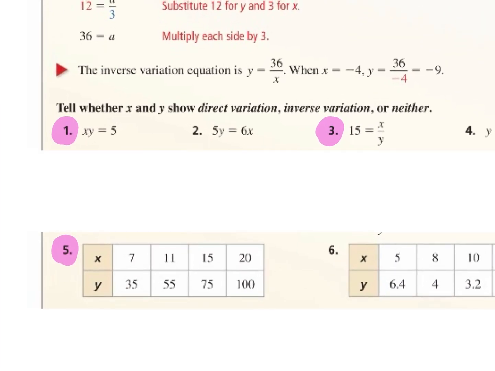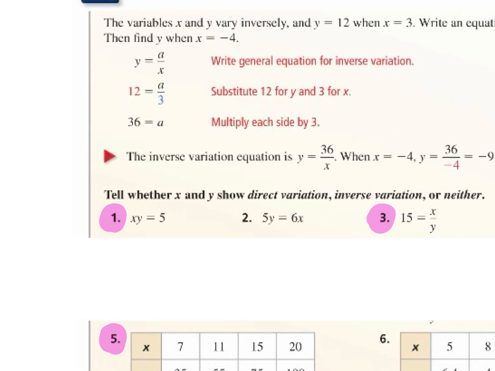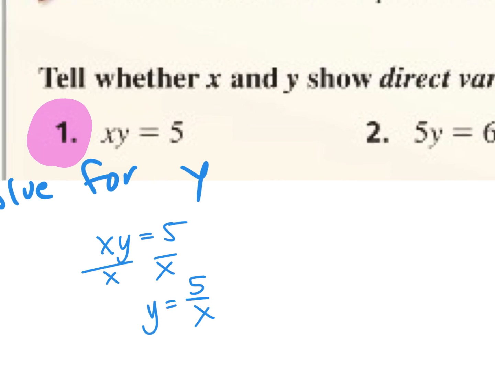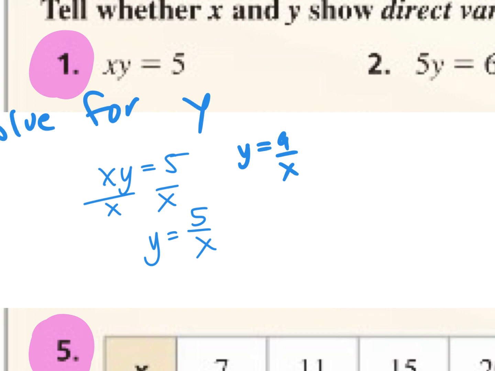How do we show whether it's direct or indirect? First thing we want to do in this case is solve for what letter? We want to solve for y. So when I solve for y here, I have xy equals 5. What do I do to both sides to get y by itself? Divide by x. So y equals 5 over x. Inverse variation is y equals a over x. Are we in inverse variation? Yes, so right here you guys will tell me inverse.